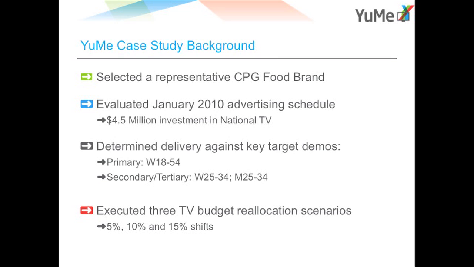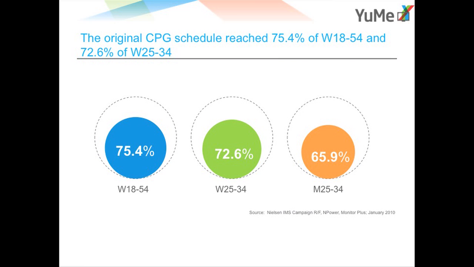And we did three basic scenarios. What happens when I take 5, 10, and 15% of that $4.5 million and put it into YuMe's network? As you can imagine, with an audience that's highly addressable through television, they're already reaching a majority of their audience. In this case, 75.5% or so of their audience is being addressed through the original TV plan, which is great, but let's see what kind of incremental reach we can get on top of that.